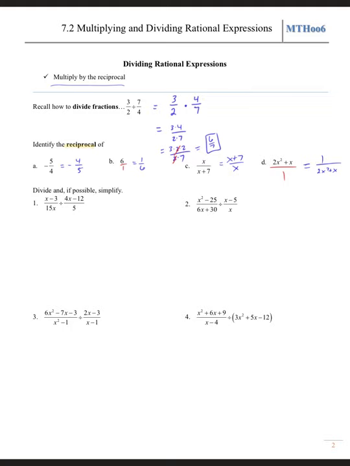Okay, you can see all the reciprocals there. You'll notice what I did with letters B and D is I put a 1 underneath them just so I can see what the denominator is. The other thing I want to look at is letter C.